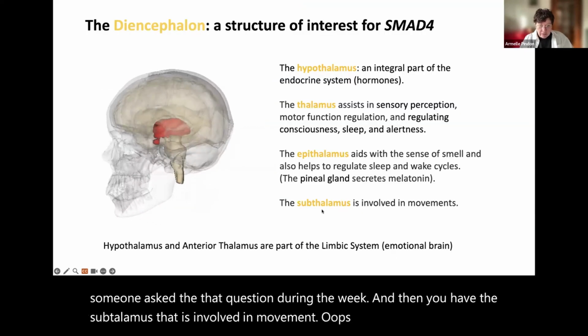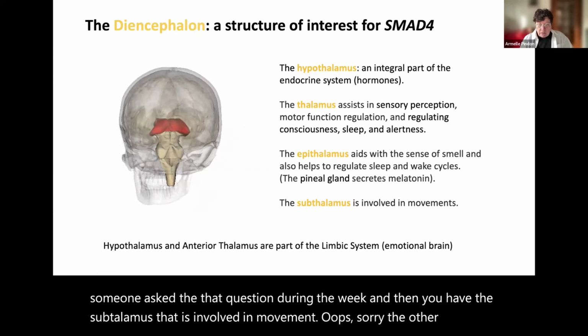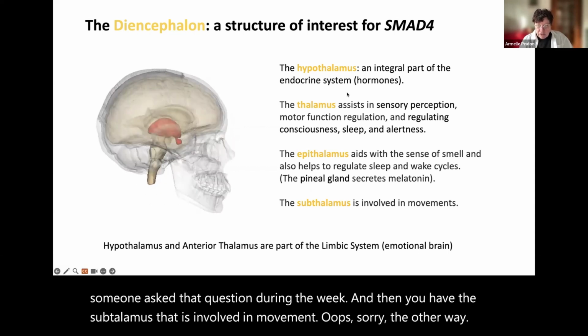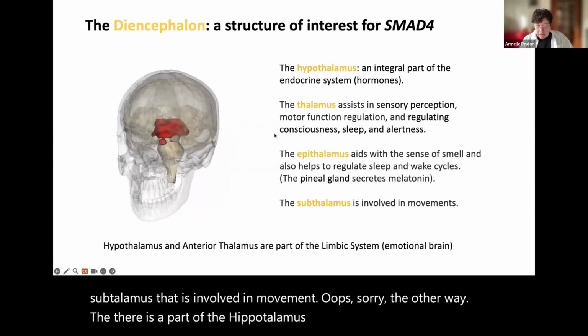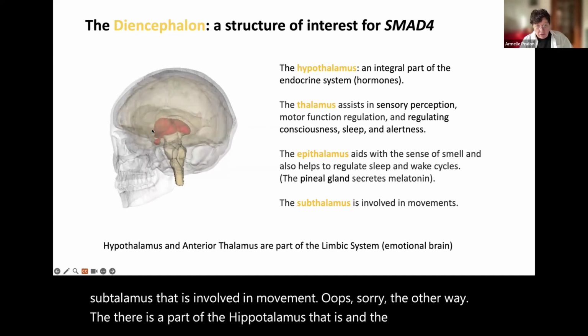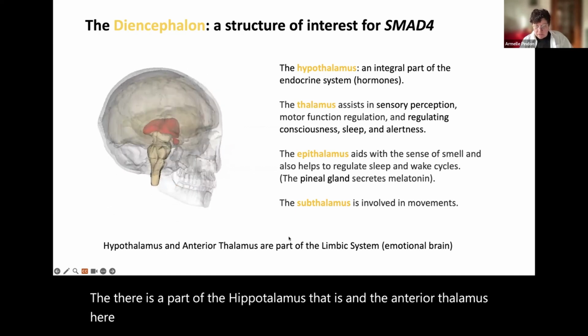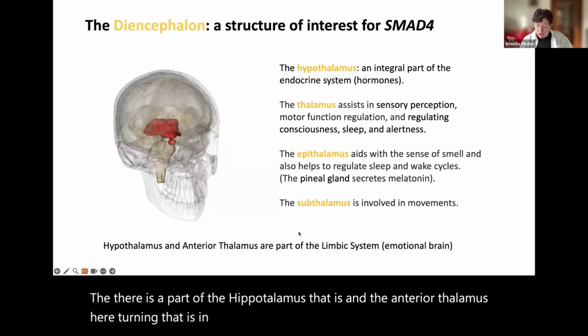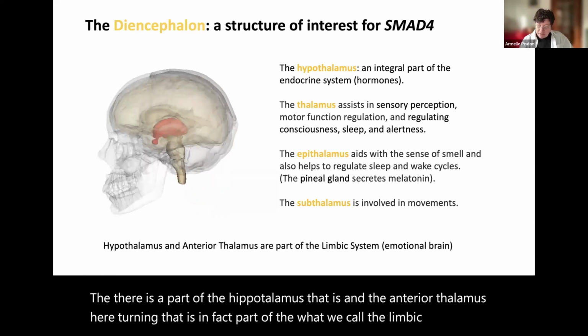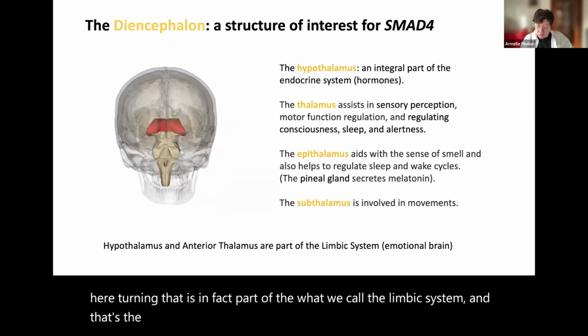Oops, sorry, the other way. There's a part of the hypothalamus and the anterior thalamus here. Whoa, it's turning. That is in fact part of what we call the limbic system, which is the emotional brain. So that's also relevant for us.